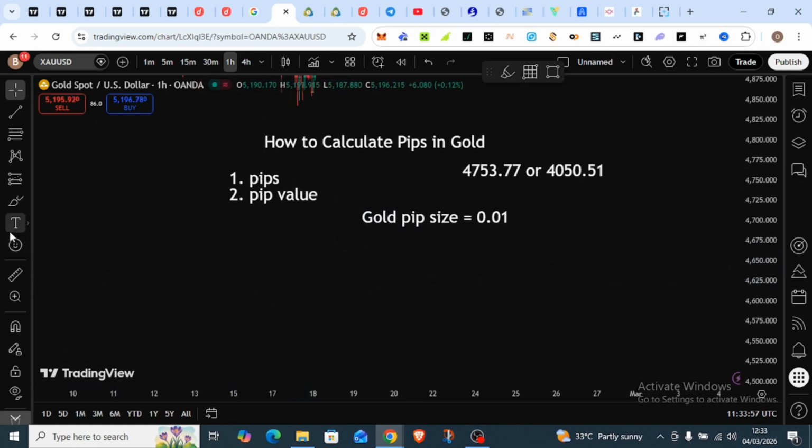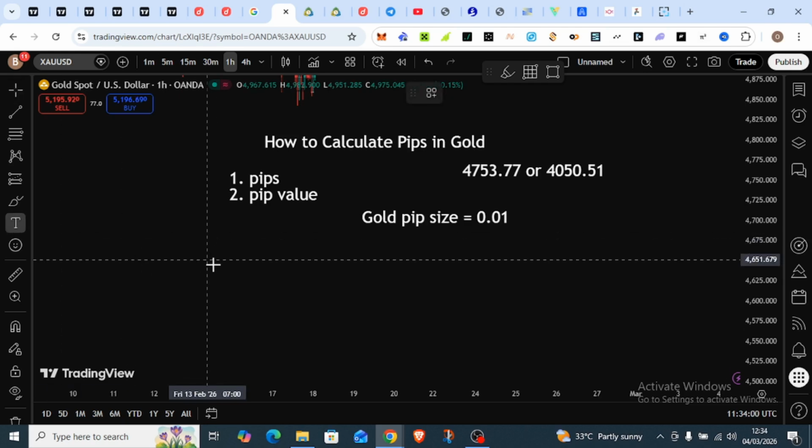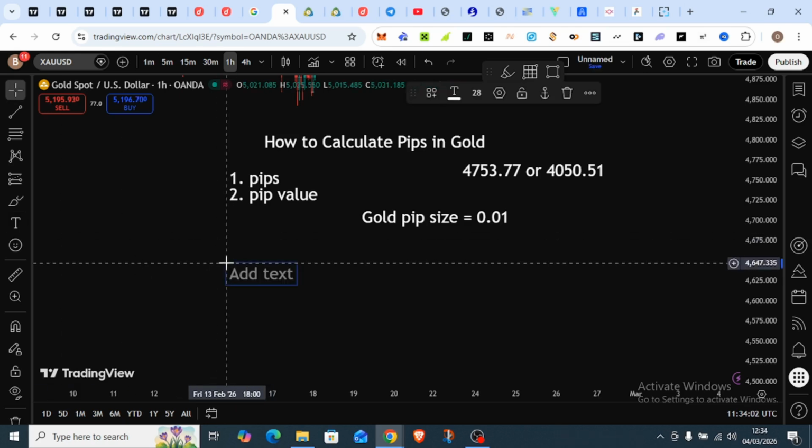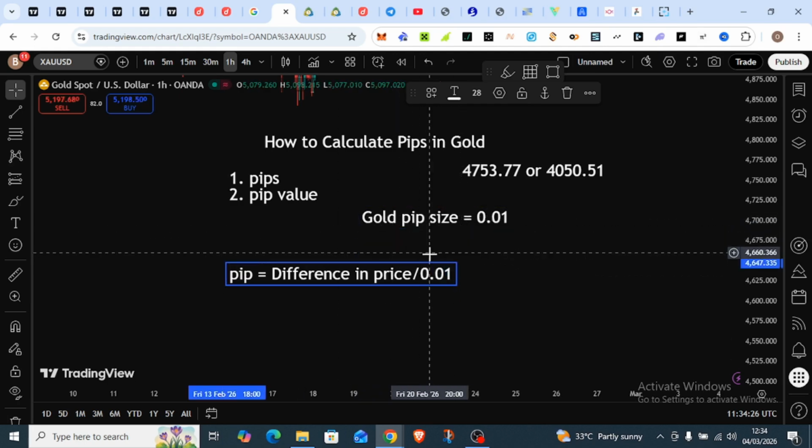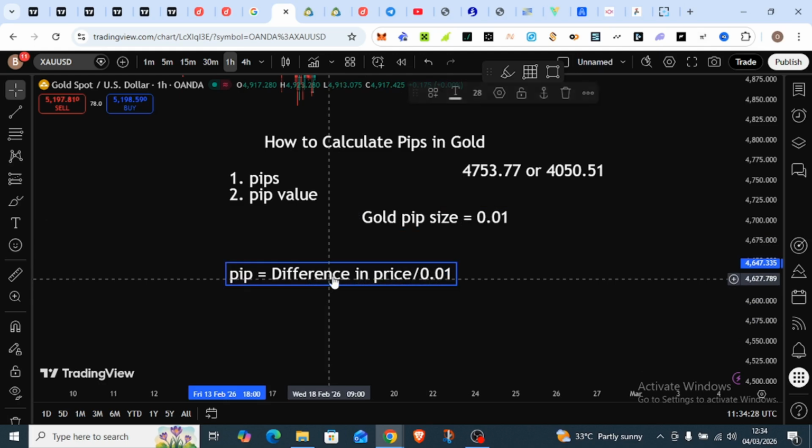For you to calculate pips in gold, you need this simple formula. Pip is equal to difference in price all over pip size, which is 0.01, as we already specified here.